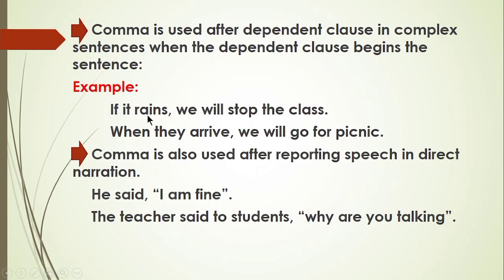Now, if it rains, it is the dependent clause. That is why it is followed by a comma. When they arrive, again, it is a dependent clause. We are putting a comma here. We will go for picnic.